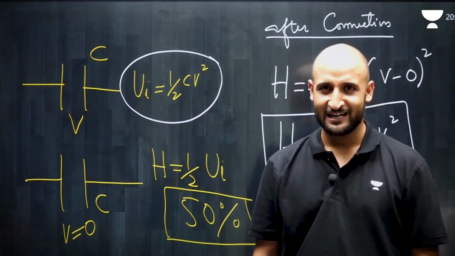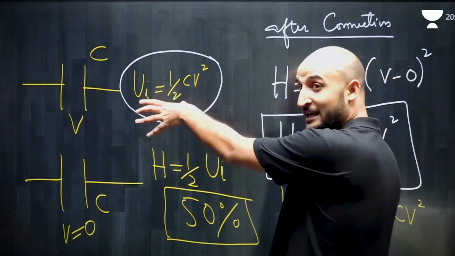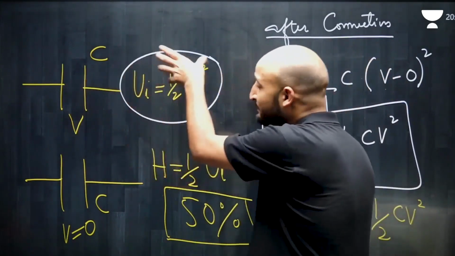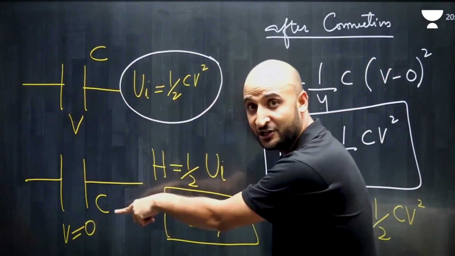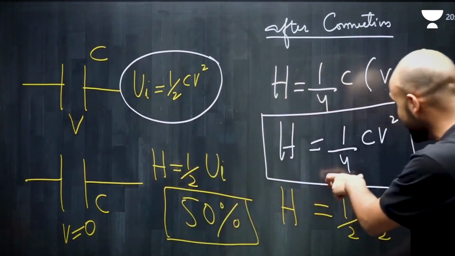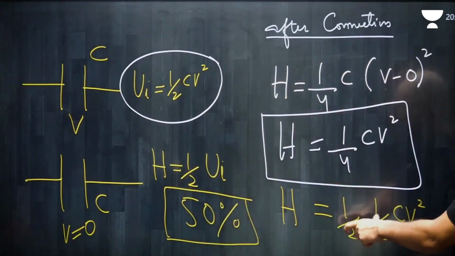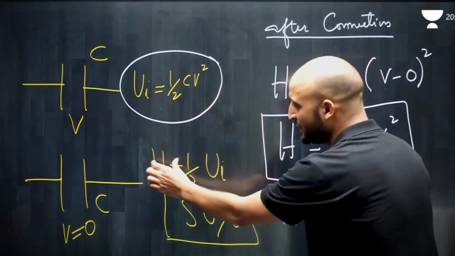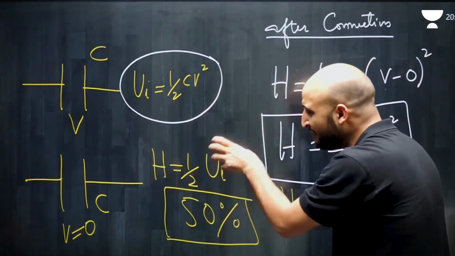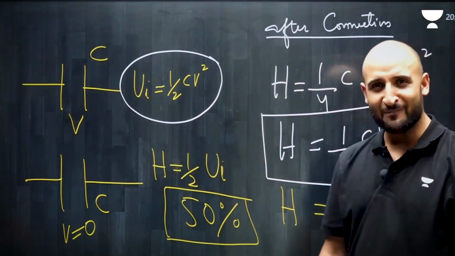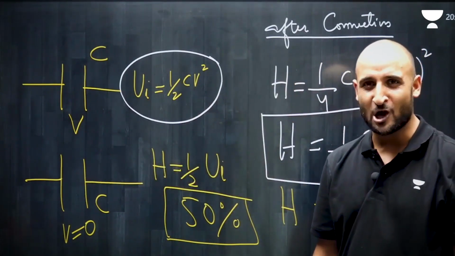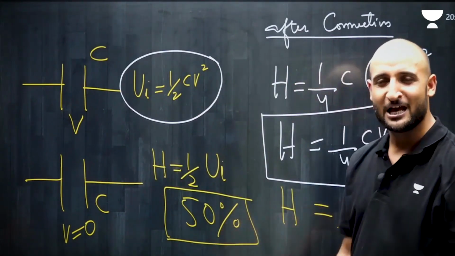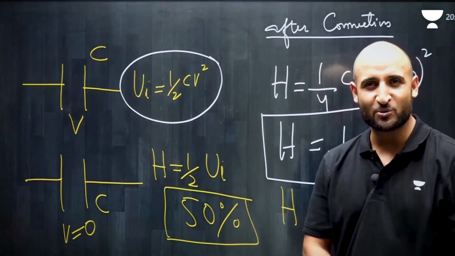Since the total energy initially was carried by only this capacitor as 1 by 2 CV squared, and this one was not carrying any energy, the amount of heat loss is 1 by 4 CV squared, which is half of 1 by 2 CV squared. 1 by 2 CV squared is the initial energy, so heat dissipated is half of U initial. So what's the percentage of energy loss? That's obviously 50%. I'm sure that you understood it quite well.